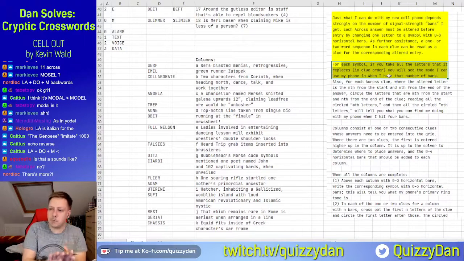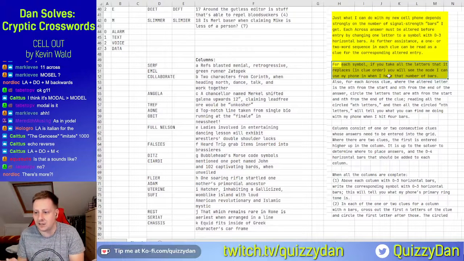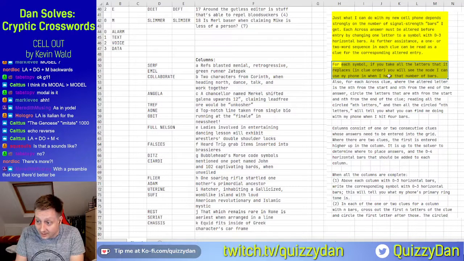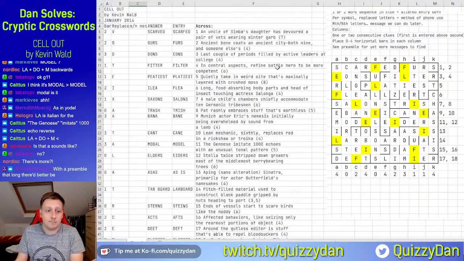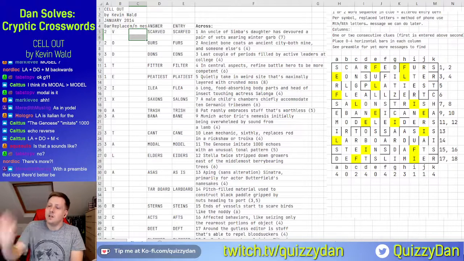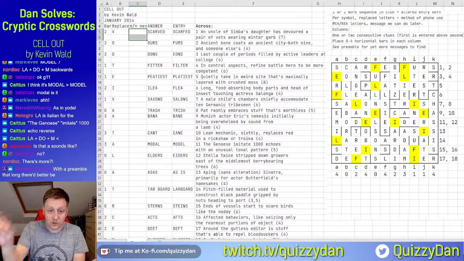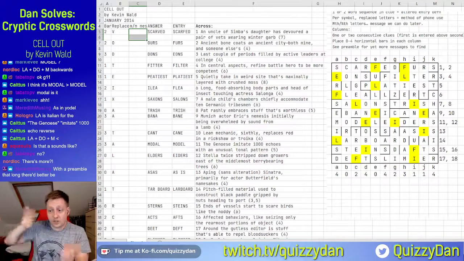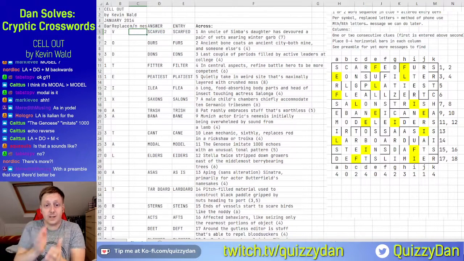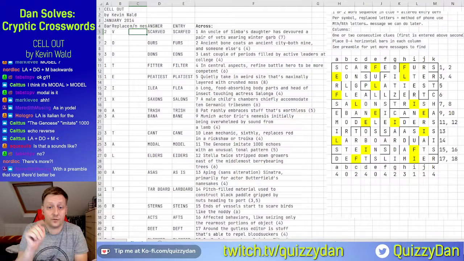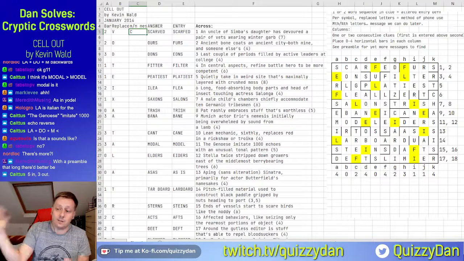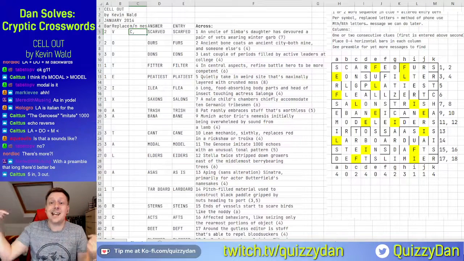If you take the nth from the start and the nth from the end, based on where the altered letter is in the answer, circle the letters that are nth from the start and nth from the end, and then read them. Okay, we can do that. So, in the word scarfed or scarved, it is the 5th letter from the start that is changed. So we take the 5th letter from the start of the clue. So that is the C. It is also the 3rd letter from the end, if you look at it from the other way. So we take the 3rd letter from the end of the clue.